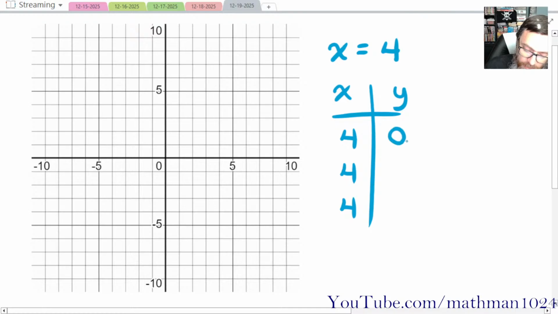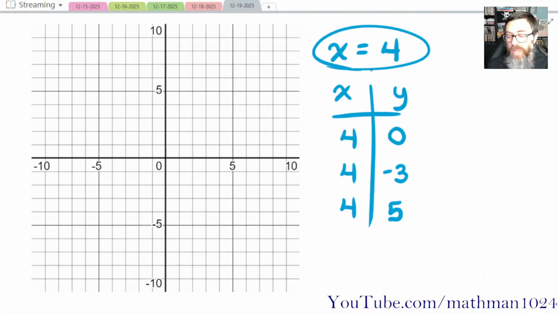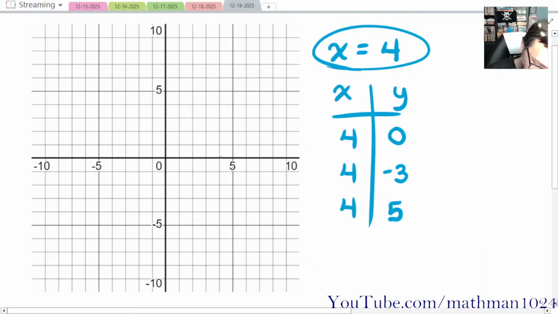You could say y is 0. Doesn't matter, x is 4. You could say y is negative 3. Doesn't matter, x is 4. You could say y is 5. And again, it doesn't matter because this equation says x is 4. There's no y here in the equation where they work together and work off of each other, like what we had on the previous page. So when I put all this together, I have (4, 0), (4, -3), and (4, 5). And I hope you can see the graph that we have here is just going to be a vertical line.